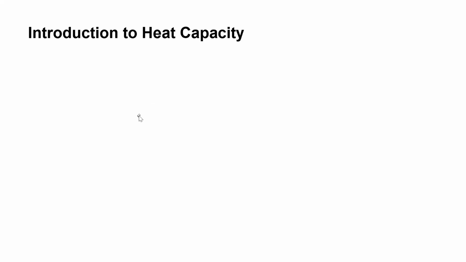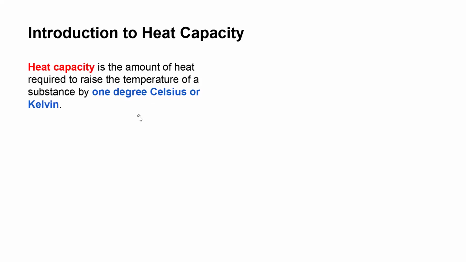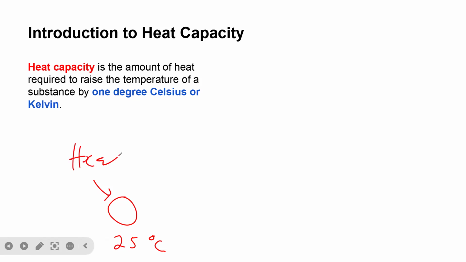Introduction to heat capacity. Heat capacity is the amount of heat required to raise the temperature of a substance by 1 degree Celsius or Kelvin. Let's say you have a substance here which has a temperature of 25°C. When this substance absorbs heat or is exposed to heat, the amount of heat that is required to raise the temperature of this object by 1°C is what we call heat capacity.